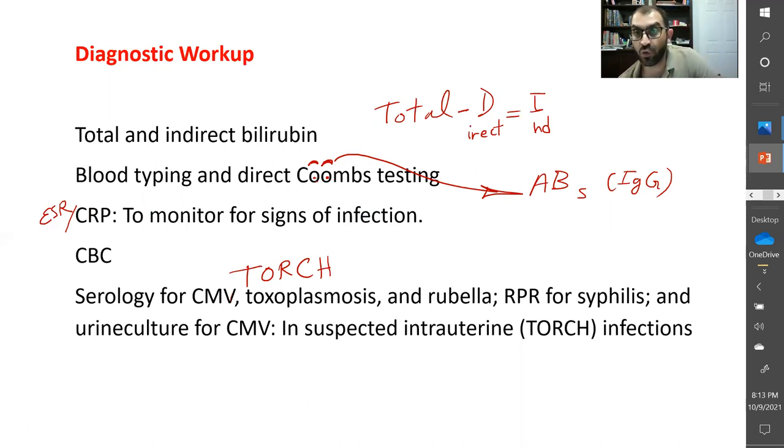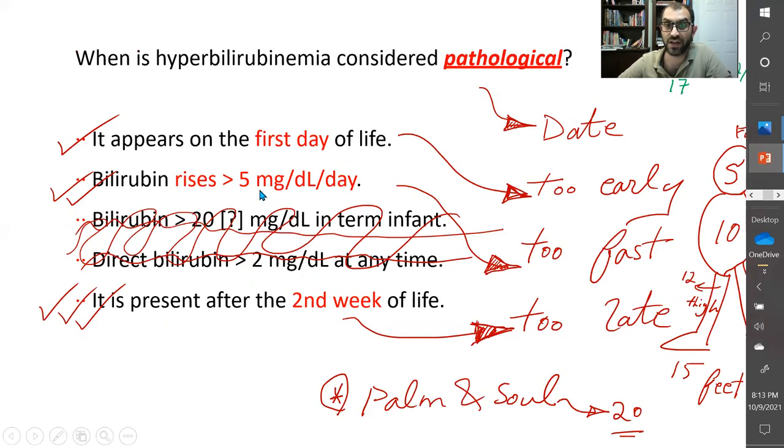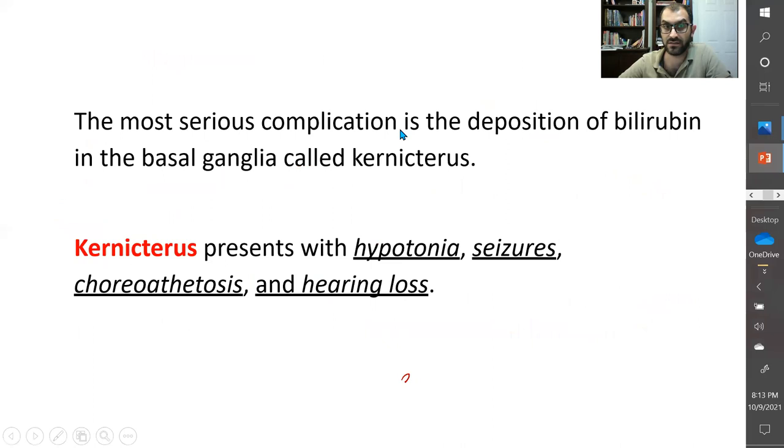If you're thinking of TORCH infections, serology for CMV, cytomegalovirus, toxoplasmosis, rubella, RPR for syphilis, urine culture for CMV, in suspected intrauterine TORCH infections. Pathological jaundice: too early, too late, too fast.